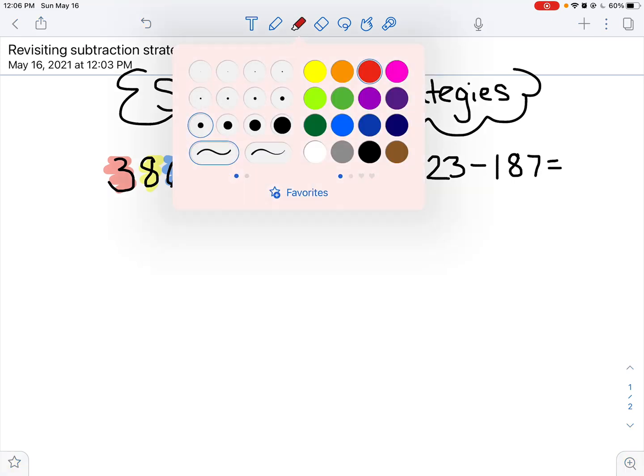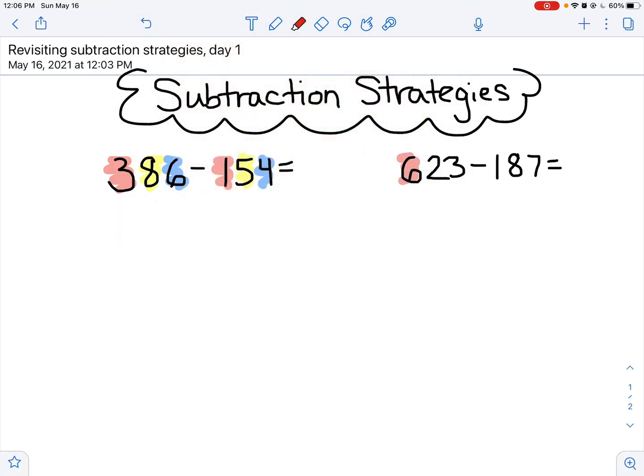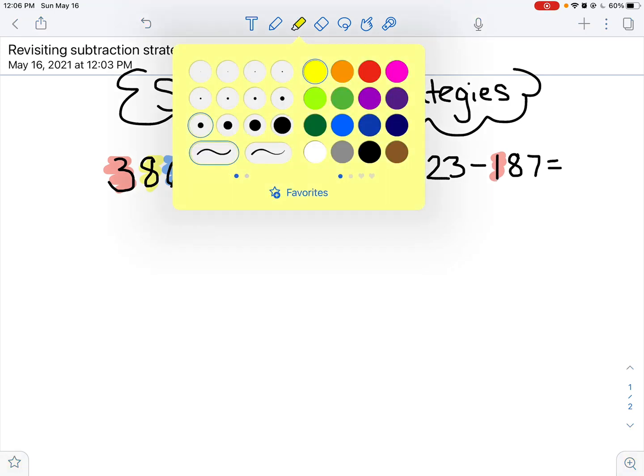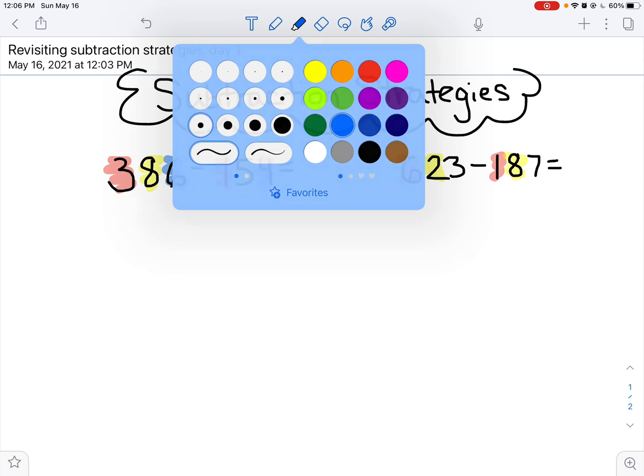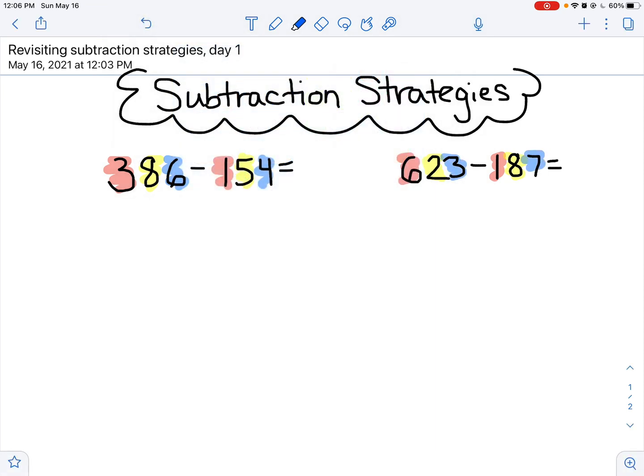Now take a look at your second problem. You've got that for the hundreds. You can do 600 minus 100, but look at your tens and your ones. I only have 2 tens in the first problem, and I have to take away 8 tens, which means I'm going to have to do some regrouping. I'm going to have to take from the hundreds. And it's the same with the ones. I have 3 ones trying to take away 7 ones, and that's not enough.